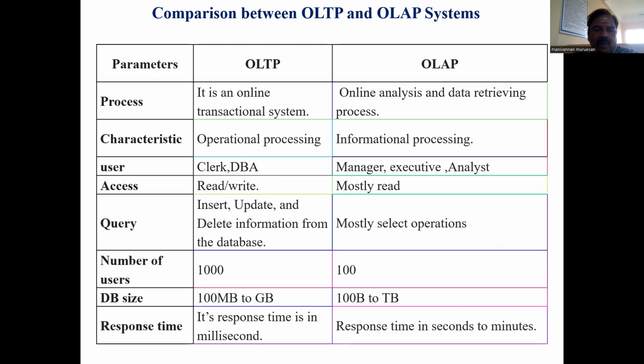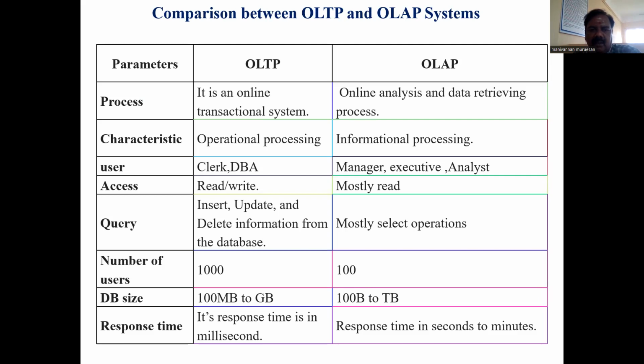Now, what are the parameters you have to follow? There are various parameters: the comparison between processes, characteristics, users, access, query, number of users, data sets, and response rate. For example, the first one is process. OLTP is based on transactions, which are data operations. OLAP retrieves the information, for analysis purposes only.